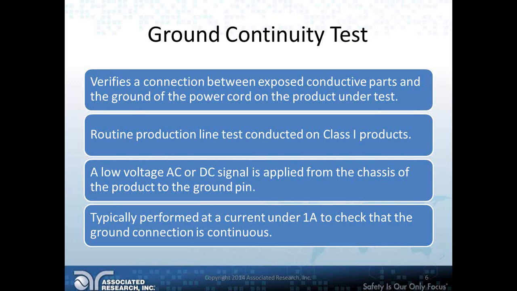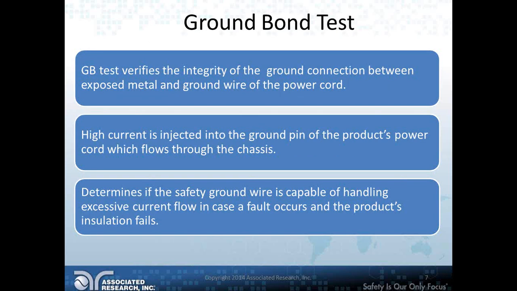Some testers equipped with a ground continuity function only give an indication if continuity is present. Therefore, if the test operator has no way of knowing the impedance or the strength of the ground connection, a ground continuity test could very well pass a product that has only one strand of wire, for example, connecting its chassis to ground. If a fault were to occur, this connection may not be capable of handling the input current to the product and could create an open ground condition and a shock hazard.